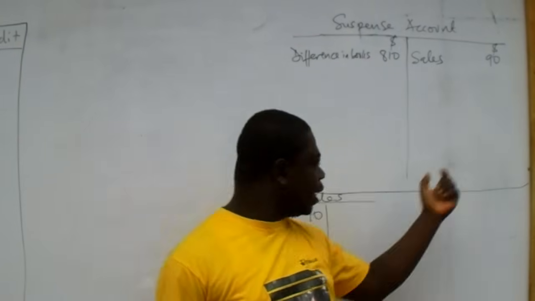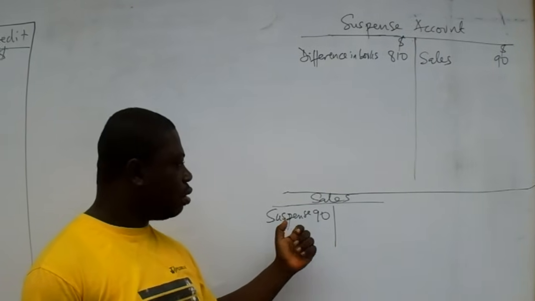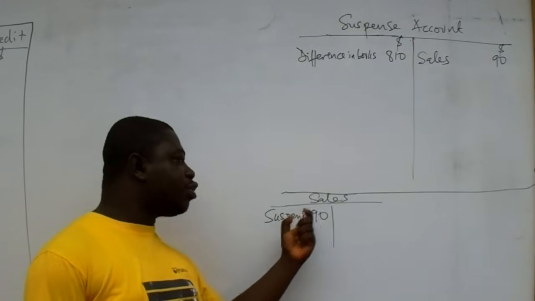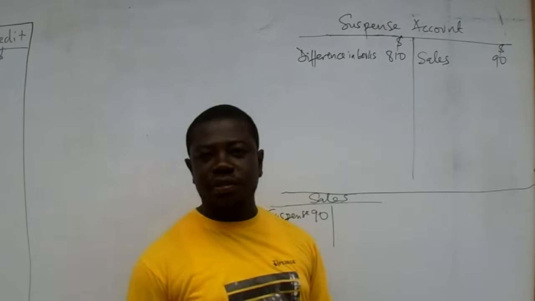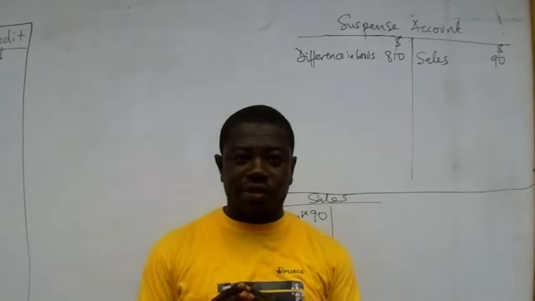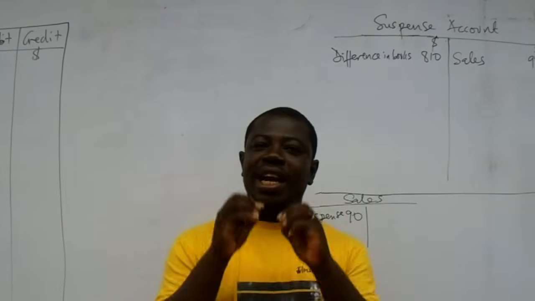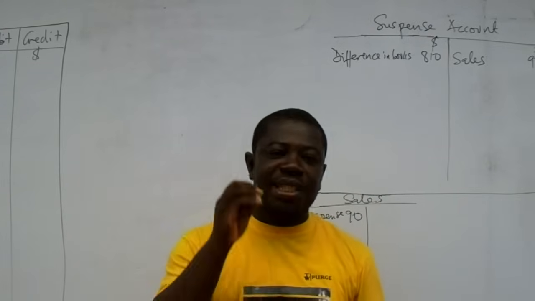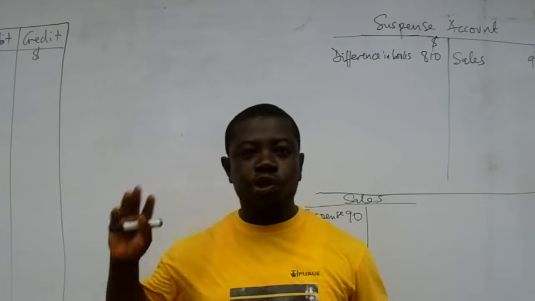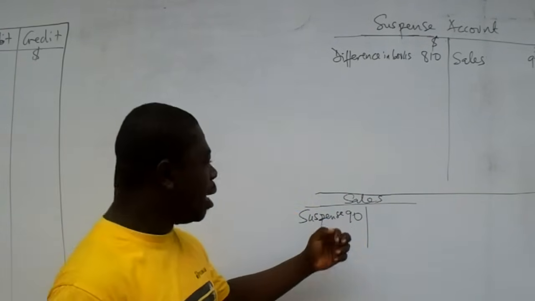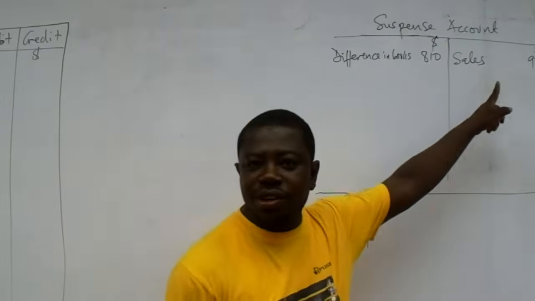Suspense was credited, and the sales account was debited. Let me say that sales received the debit entry, and suspense received the credit entry. So when we go to the general journal, the account that received the debit entry should be written first. Here, the debit entry is in sales, and the credit entry is in suspense.